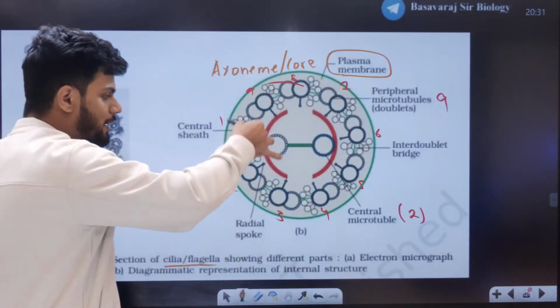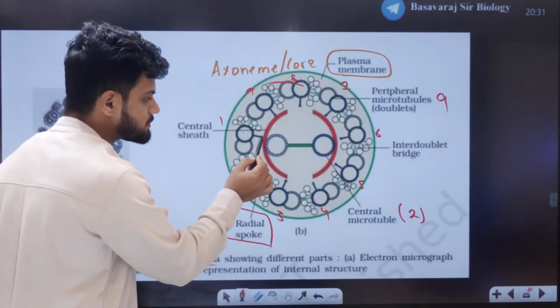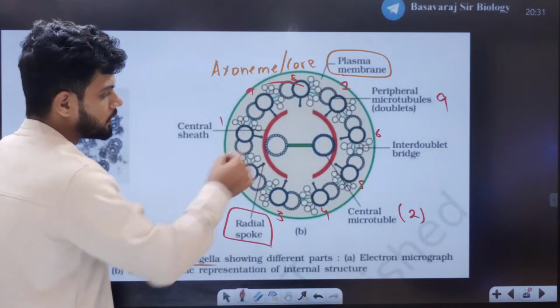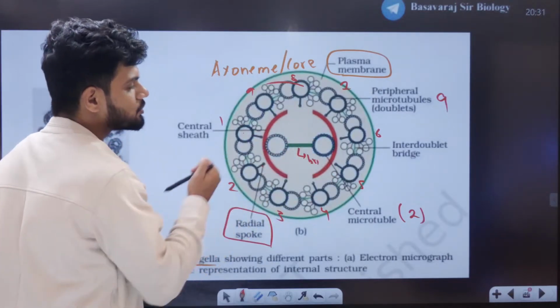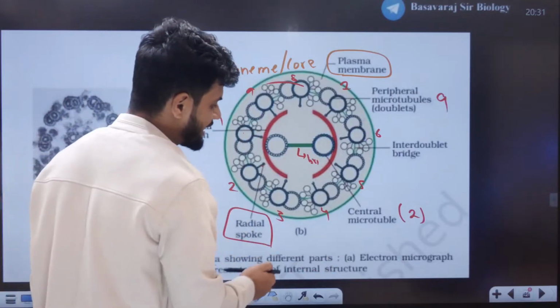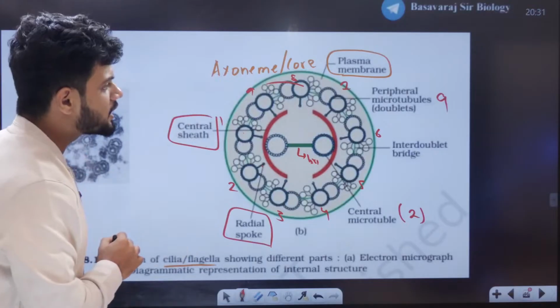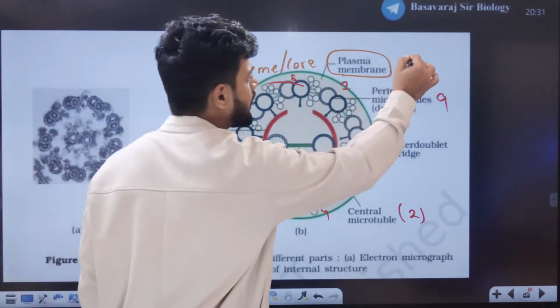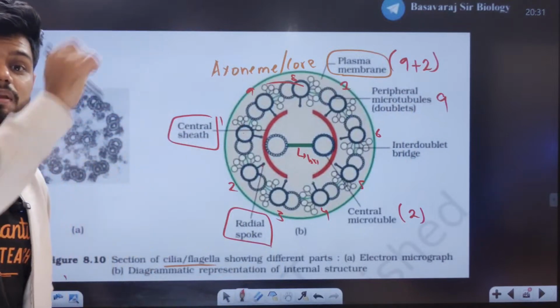Now the peripheral microtubules are attached to the center with the help of the radial spoke. The attachment point is called the radial spoke. This is called the bridge, and this red part, can you see? That's called the central sheath. So the arrangement here is what? The arrangement here is 9 plus 2. Centriole is a 9 plus 0 arrangement.